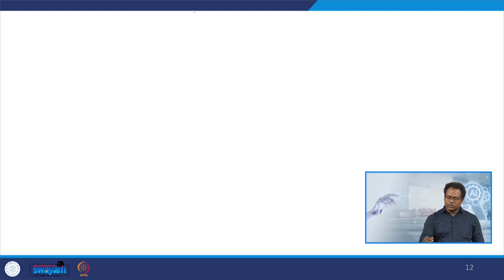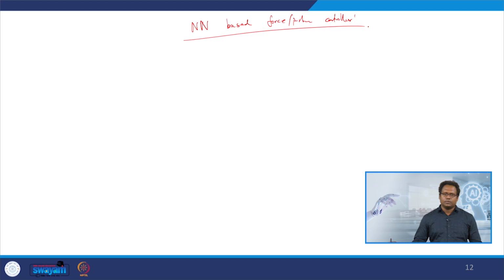Now, let us move into the neural network based hybrid force position controller for the n dimensional robotic arm. Now, let us consider a two-layered neural network that is given by this schematic.